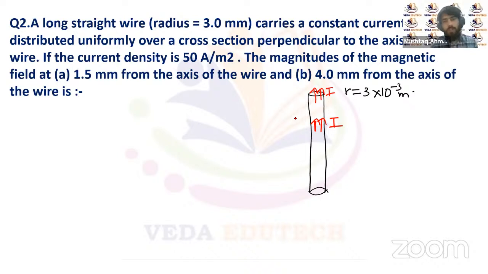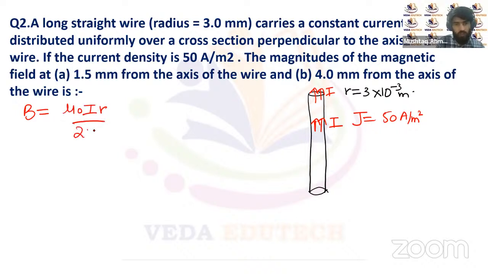The value of J, the current density, is given as 50 amperes per meter squared. We have to find the magnitude of the magnetic field at 1.5 mm from the axis of the wire and at 4 mm from the axis of the wire. Now we know that inside a cylindrical wire, the value of the magnetic field is mu naught I into r divided by 2 pi R squared.